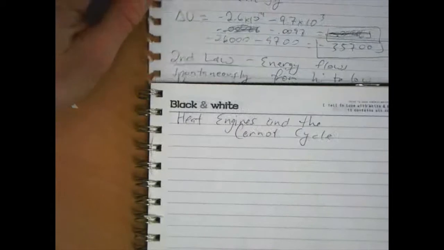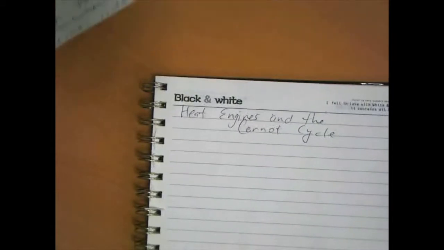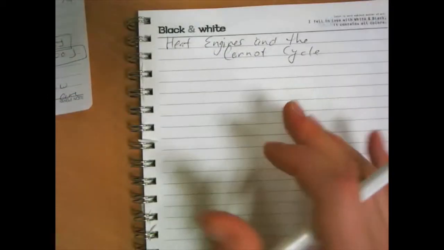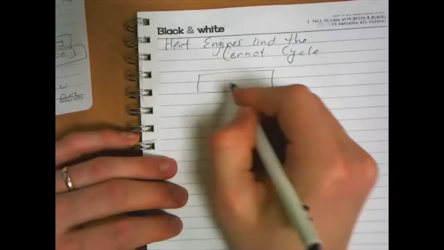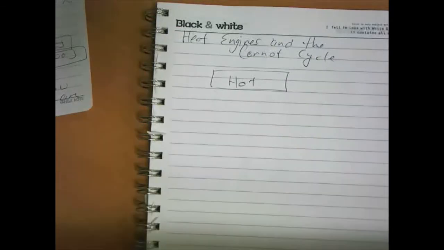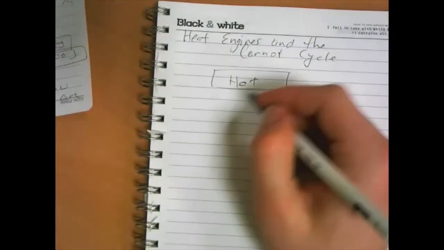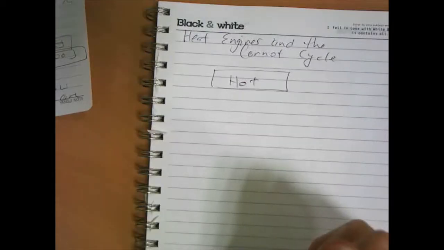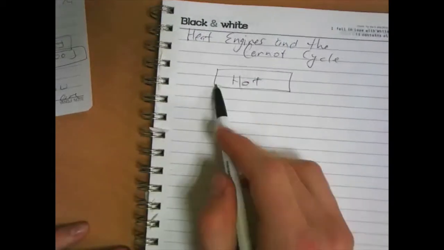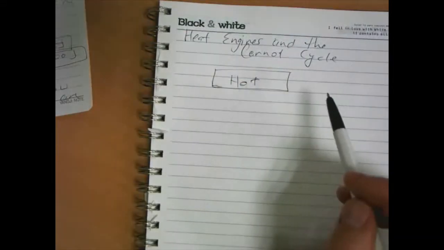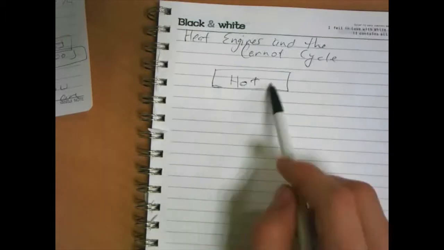Now, heat engines utilize the second law to do work via something called the Carnot cycle. In a heat engine, there is a hot reservoir, and that heat is generated by some means, whether it could be burning coal or oil or a nuclear reaction or wind energy. There are a lot of different ways that heat can be generated, but how it is generated is not important for our current purposes.